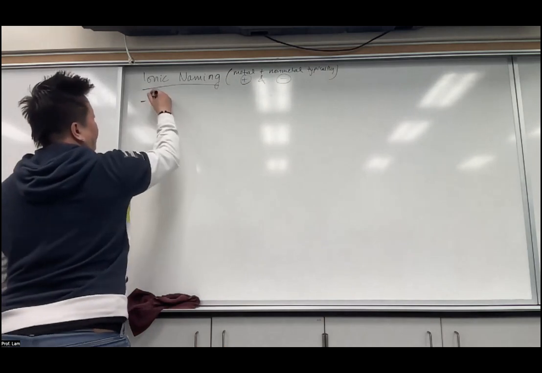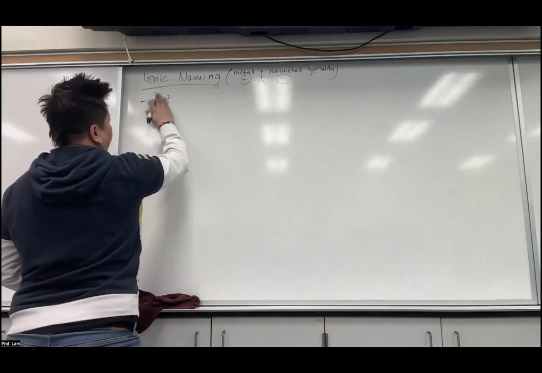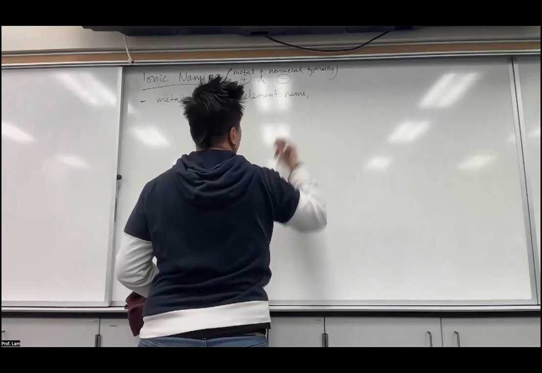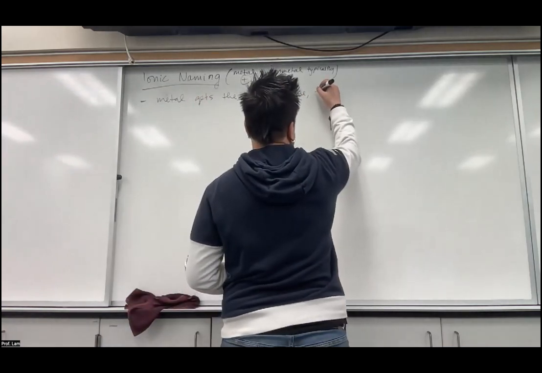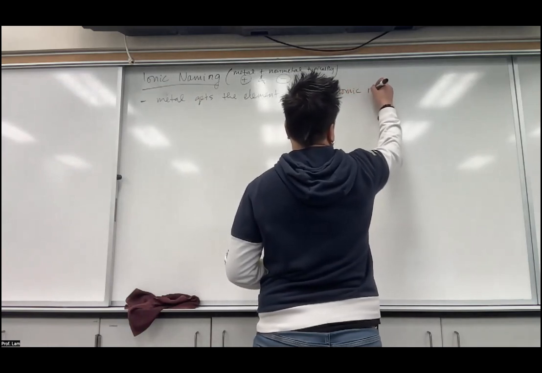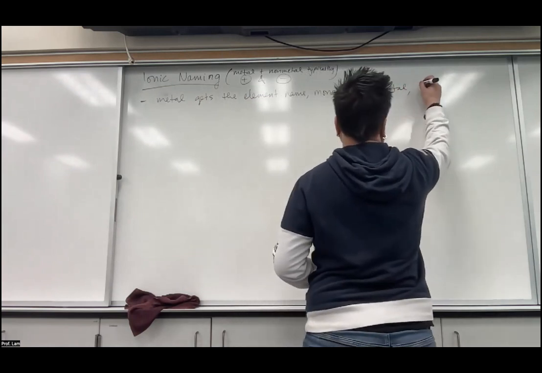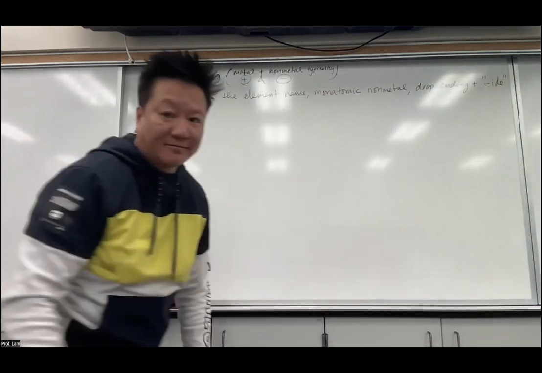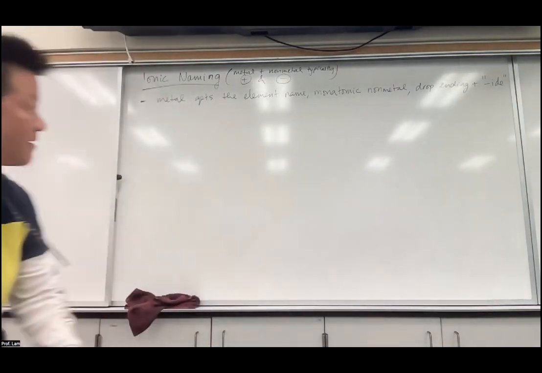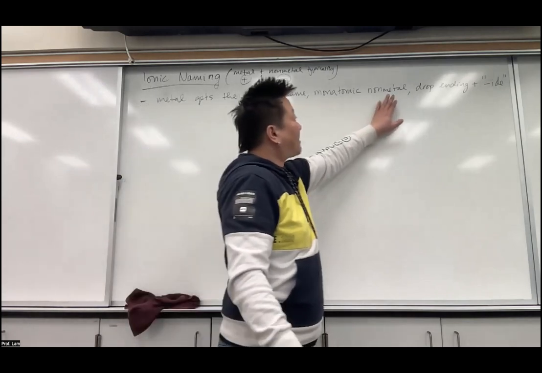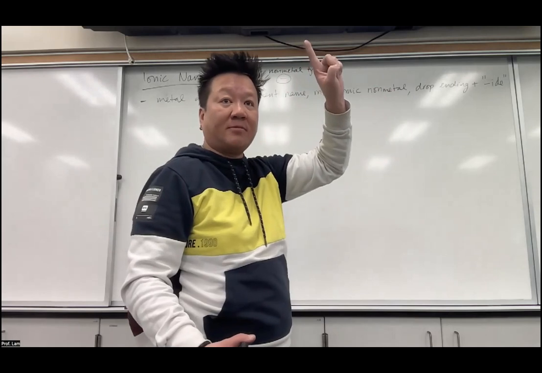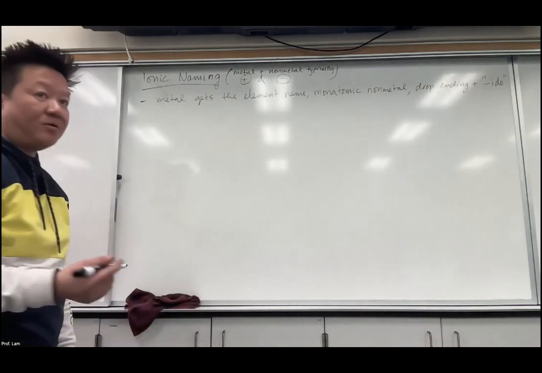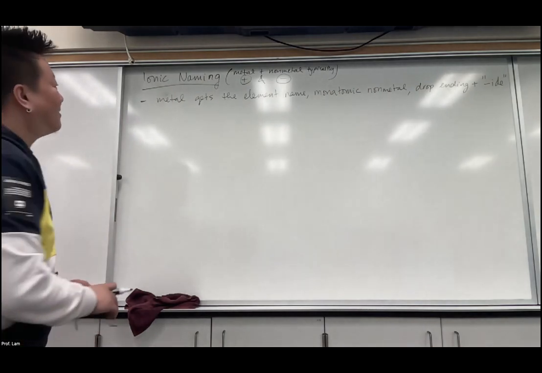So this is how you're gonna name it. First, say metal gets the element name. Okay. And then if it's a monatomic non-metal, what you do is you drop the ending and you add IDE. Okay. There's a little bit of glare, but I think you guys can see that. Okay, so metal gets the element name, monatomic non-metal. If it's a monatomic metal, remember what does that mean? It's just one atom, right? Non-metal. Drop the ending and add IDE. Okay. So, for example, sodium chloride.